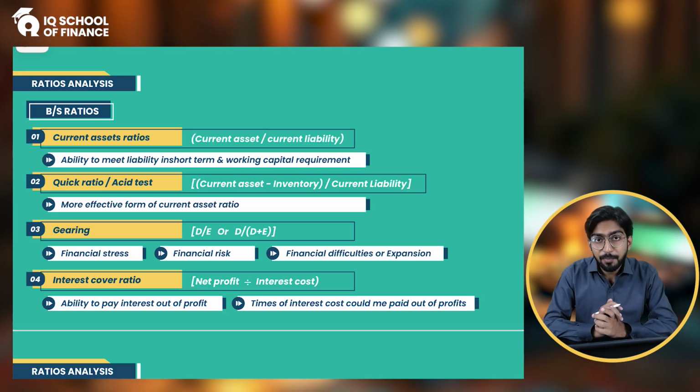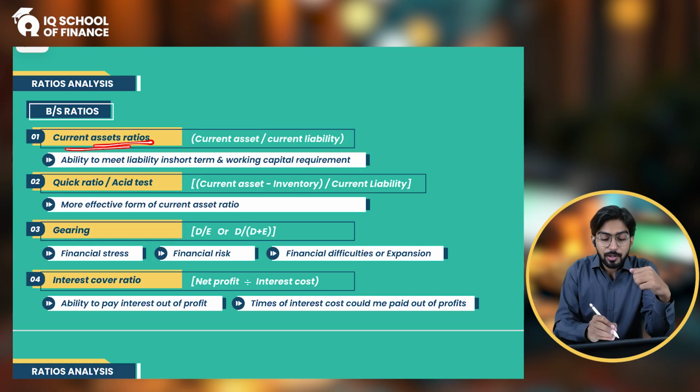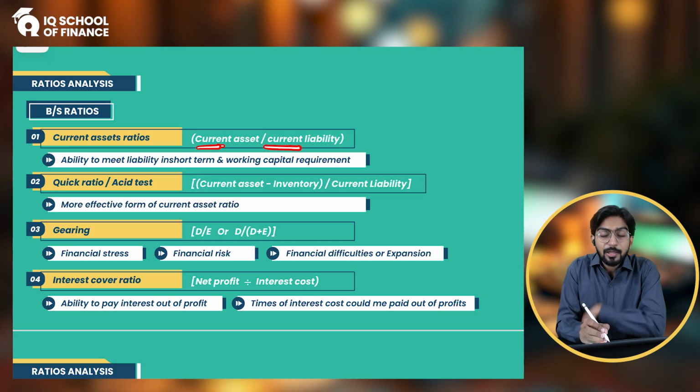These are the main ratios that you need to look for when you are analyzing the performance of the company. So when I talk about the current asset ratio, it is calculated by dividing the current assets by the current liabilities. And what it tells you is the ability of a company to meet its liabilities in the short term and the working capital requirement. Because you are talking about current assets and current liabilities, and we know that current means short term.